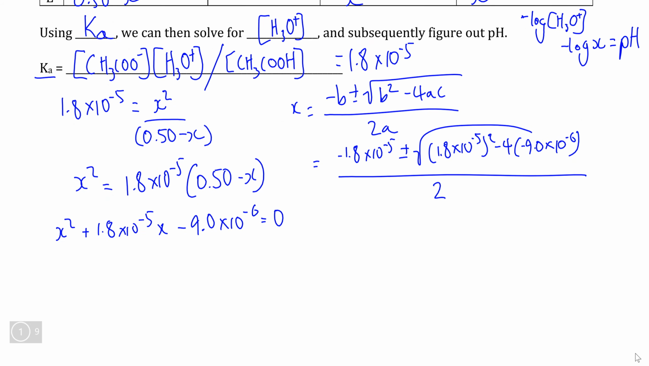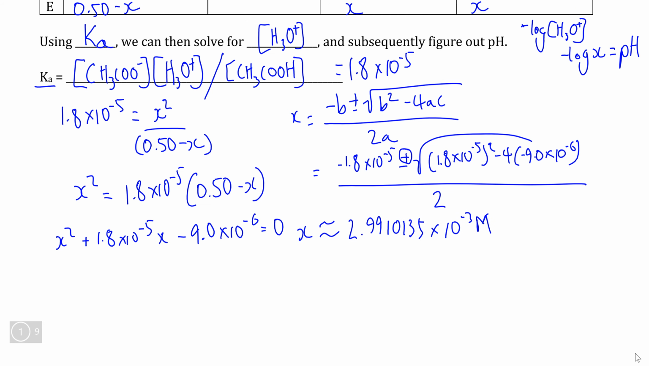So the only valid solution we're going to get is where we add this term under the square root to our initial value. So I'll skip the computation step. You'll just have to put this into your calculator, but you should find that x is approximately equal to 2.9910135 times 10 to the negative 3 moles per liter.